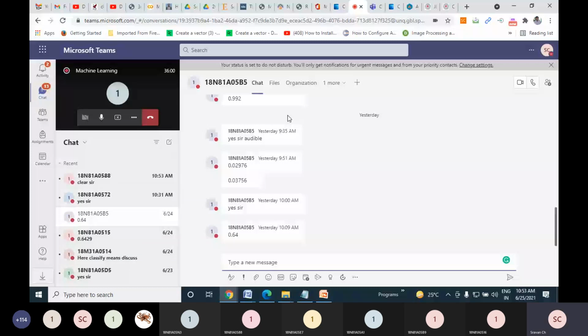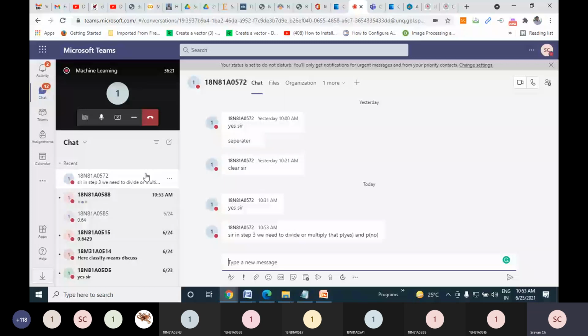So shall we move to step 4? Some doubt. Divide or multiply? No, product only, my dear. All are products, but the last term is overall probability. That's the reason I have written it separately. We have to multiply only. All are products only. Okay, fine.